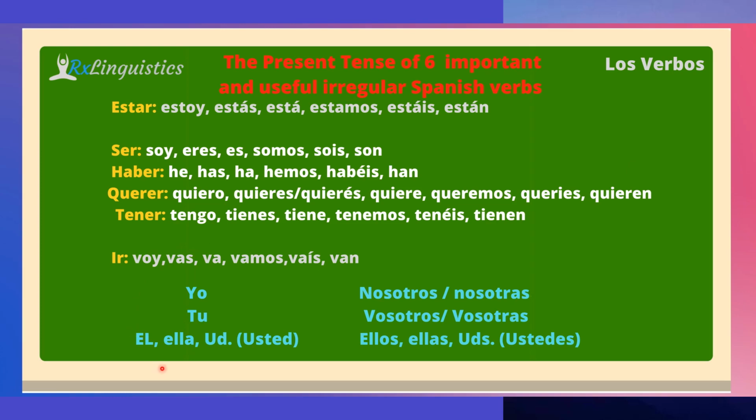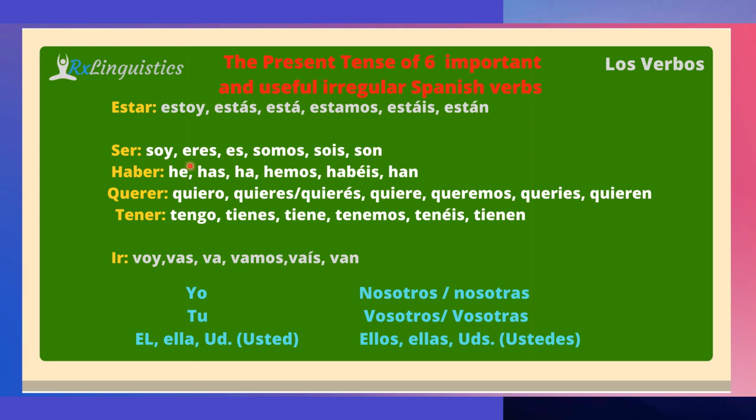Tener: yo tengo. Okay, it's not "yo teno". That's one of the reasons it's an irregular verb. If you just drop the ER and add O, it will be a regular pattern, it will be teno, but it doesn't work. So it's yo tengo, tú tienes, él, ella, usted tiene, nosotros tenemos, vosotros tenéis, ellos, ellas tienen. So it's good to learn them. They are irregular and they are very useful.